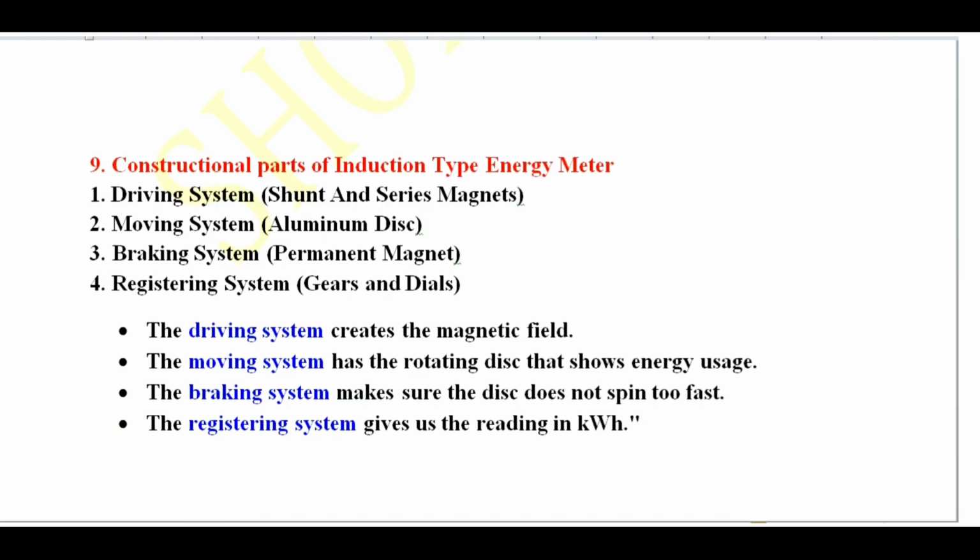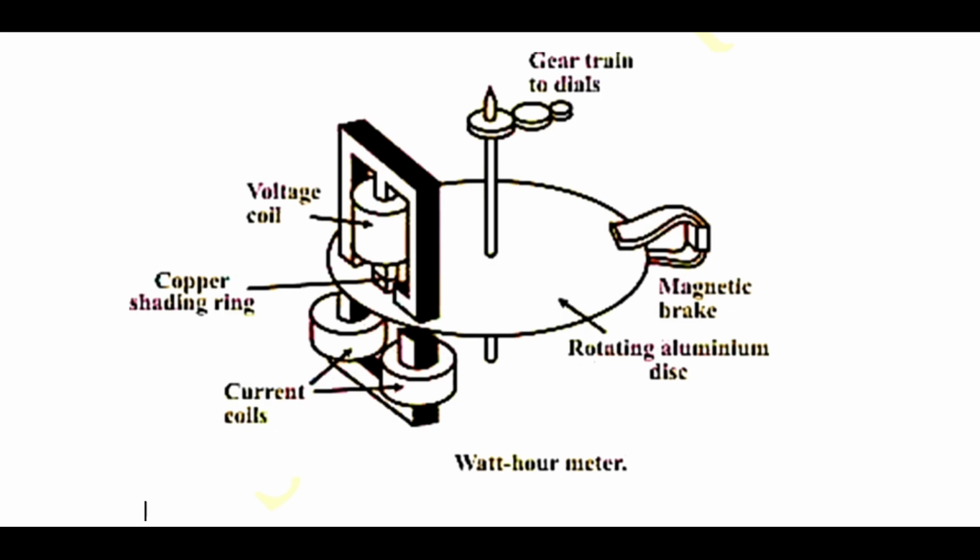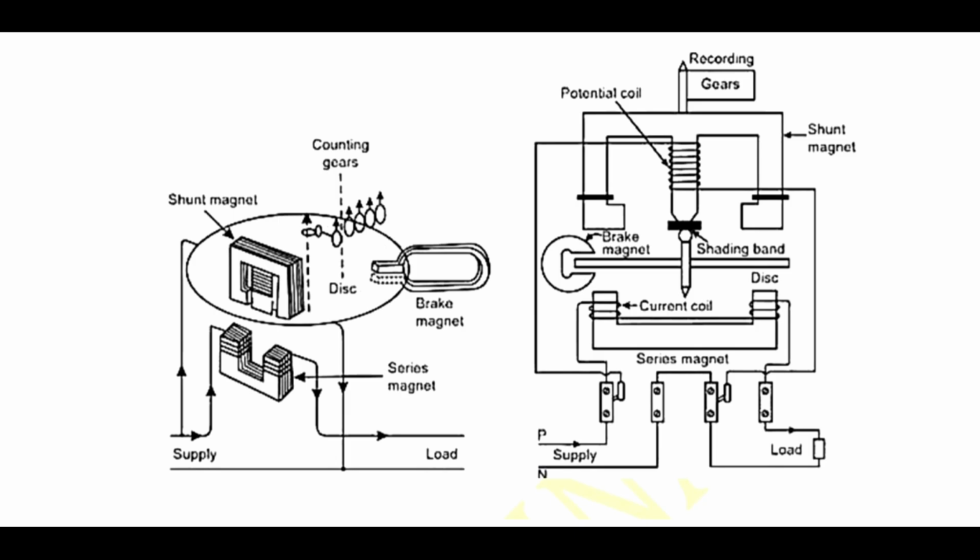Then we have braking system. There is a permanent magnet that slows down the rotating disc. And this ensures the disc doesn't rotate too fast. Otherwise, it will lead to inaccurate energy reading. Therefore, the permanent magnet controls the speed to give us the correct reading.